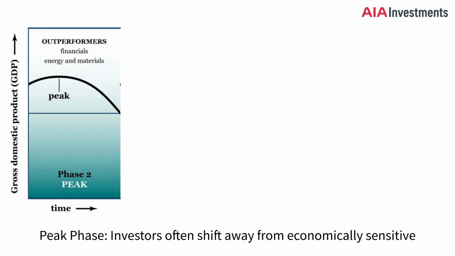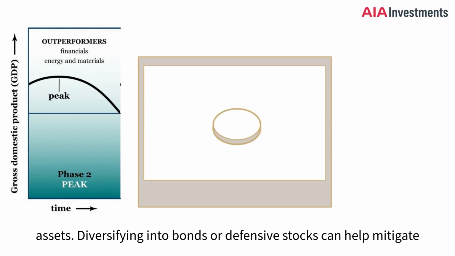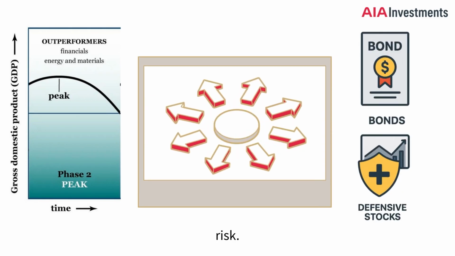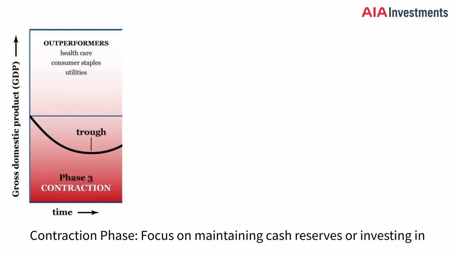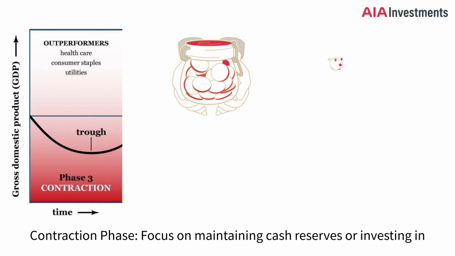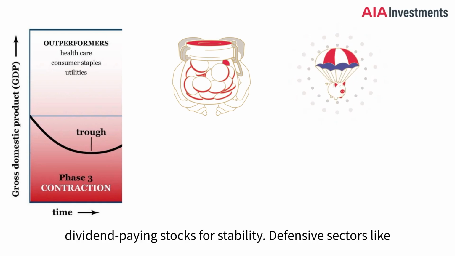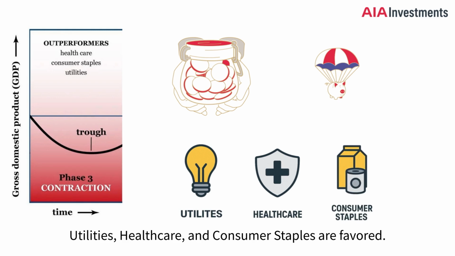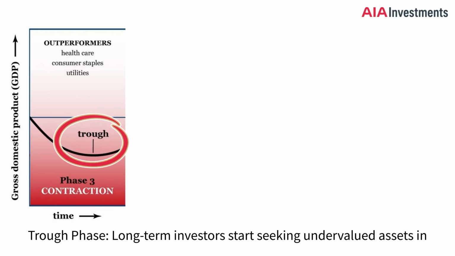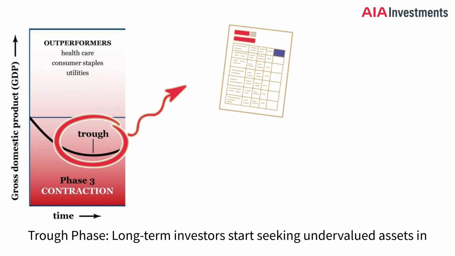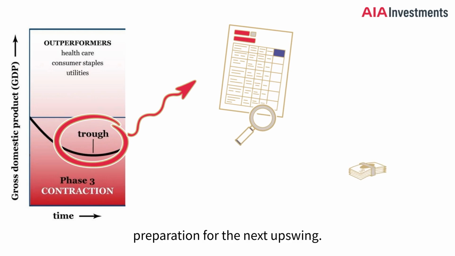Peak phase. Investors often shift away from economically sensitive assets. Diversifying into bonds or defensive stocks can help mitigate risk. Contraction phase. Focus on maintaining cash reserves or investing in dividend-paying stocks for stability. Defensive sectors like utilities, healthcare, and consumer staples are favored. Trough phase. Long-term investors start seeking undervalued assets in preparation for the next upswing.